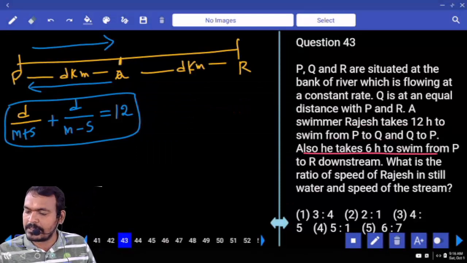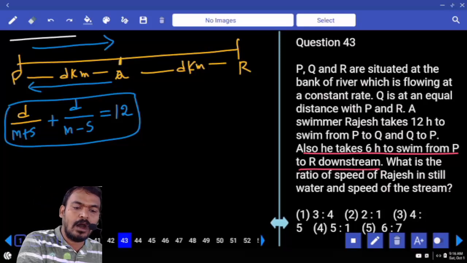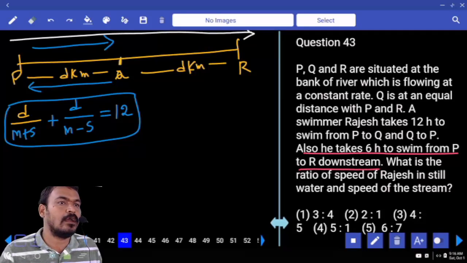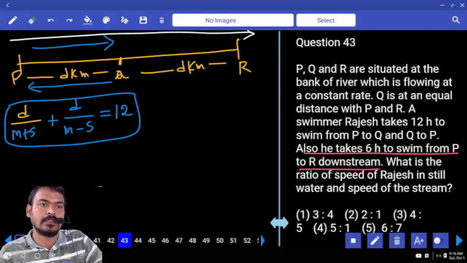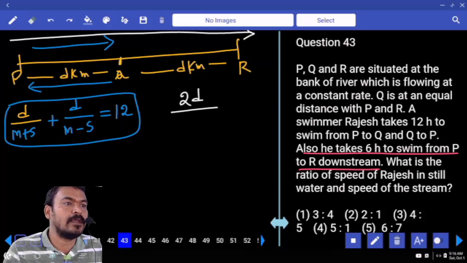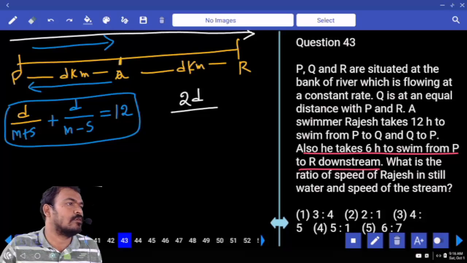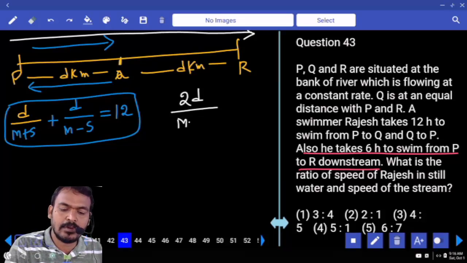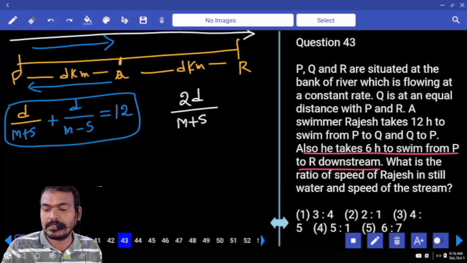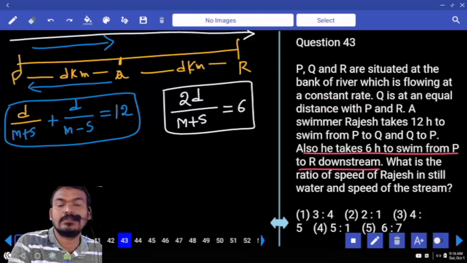Also he takes 6 hours to swim from P to R downstream. P to R downstream means P to Q and Q to R. Total how much distance is travelled? 2D, or not? D plus D is 2D. The 2D is covered in downstream motion. Then we write 2D by M plus S equal to 6 hours, or not? Yes or no? 2D by M plus S equal to 6 hours.